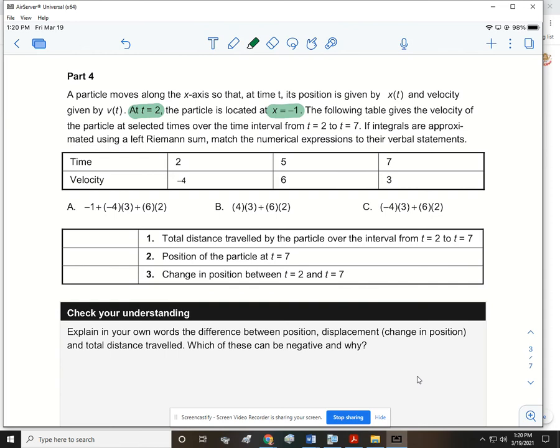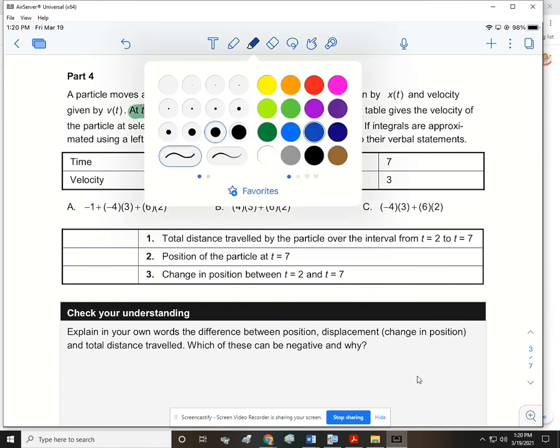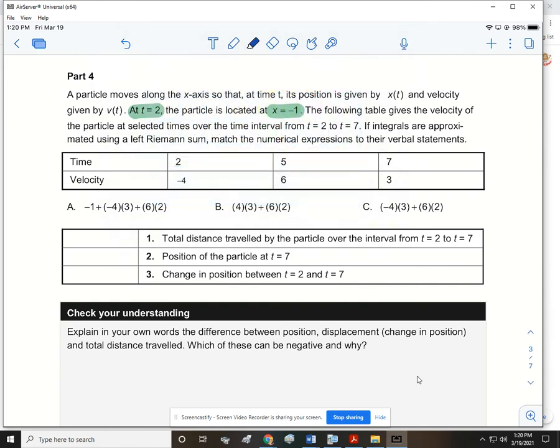But this time, because we're using a table, if you want to integrate using a table, you have to use Riemann sums. So this one is going to be left Riemann sums. So let's just write a statement that integrating with tables, or tabular integration, you have to use Riemann sums.